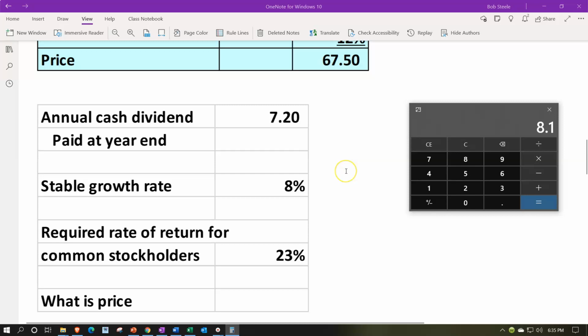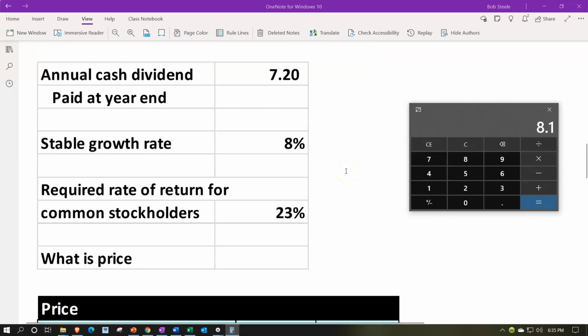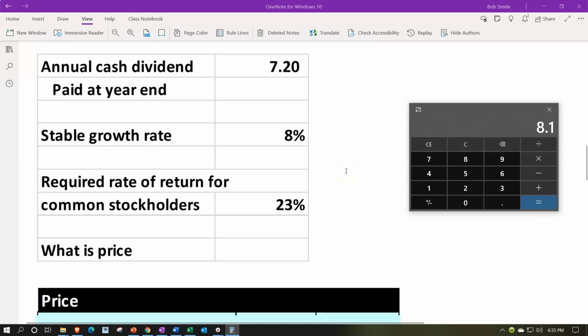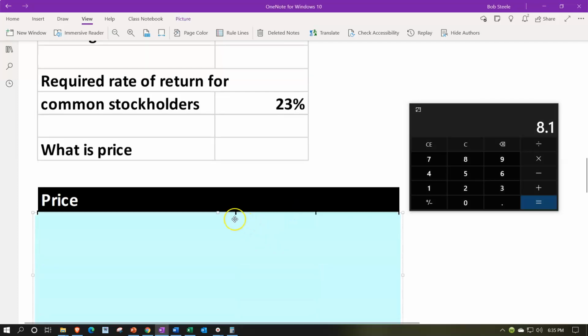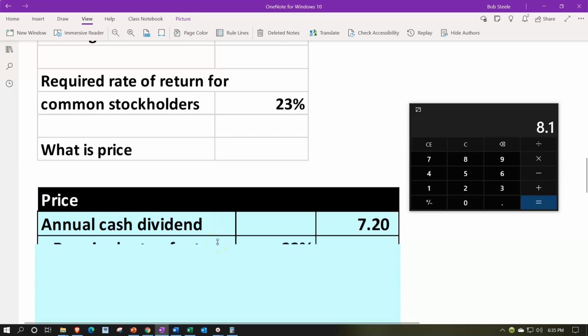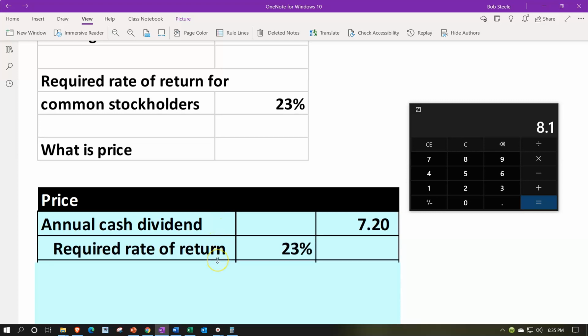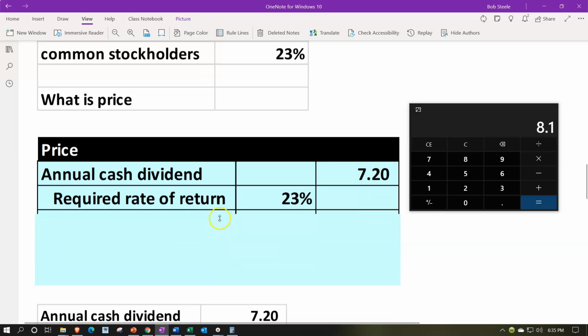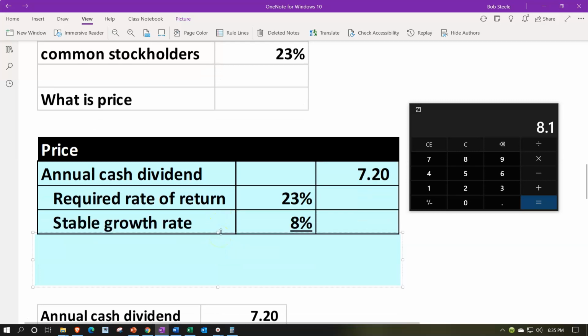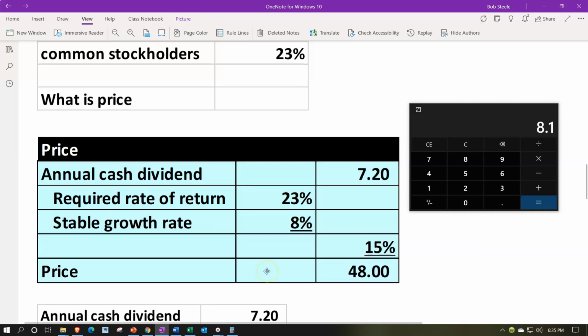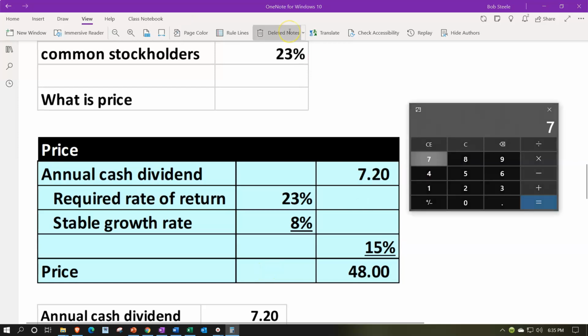We've got the annual cash dividend of 7.2 paid at the end of the year, stable growth at 8%. Required rate of return for the common stockholders now 23%, so expected return 23%. We have the dividend this time, the 7.2. Required rate of return is 23%. Once again, we're assuming that of that, 8% will be the stable growth, leaving the difference, 23 minus 8, or 15. And then if we take the 7.2 on the dividend divided by 0.15, we get $48.